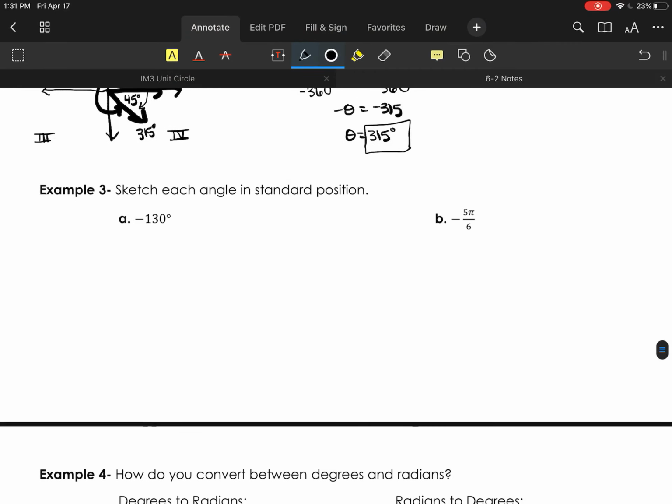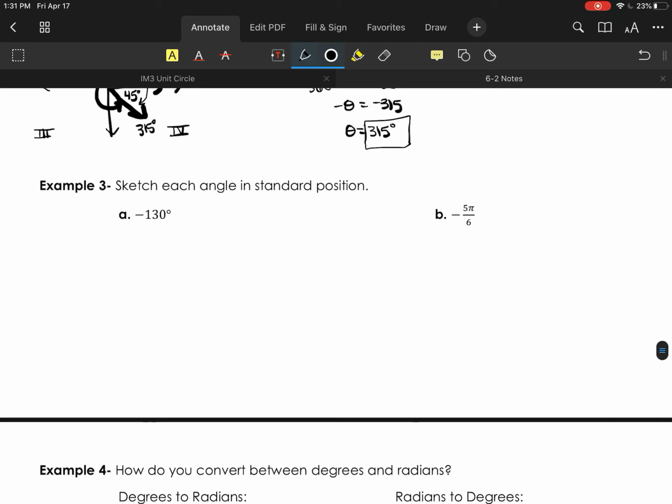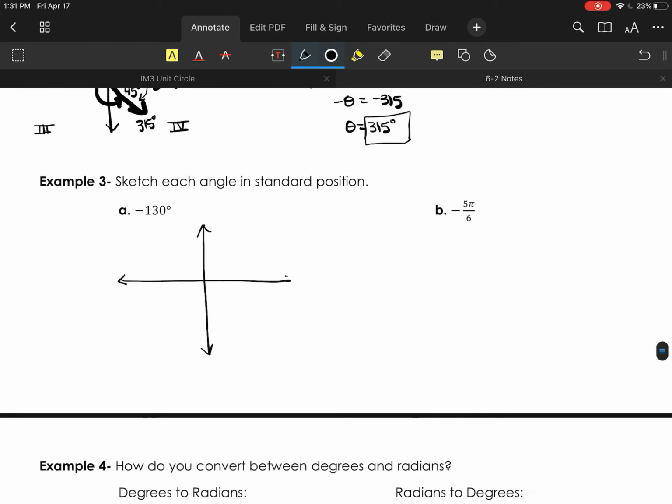Then this next part says, sketch each angle in standard position. So the first one says negative 130 degrees. So I start by drawing my coordinate plane always. Easiest thing to do is going to be using your unit circle, okay? You can also just kind of go by, once you get better at it, knowing this is 0, this is negative 90, this is negative 180, this is negative 270 when I'm talking about negative angles. So I already know negative 130 is somewhere between negative 180 and negative 90 over here in quadrant 3.